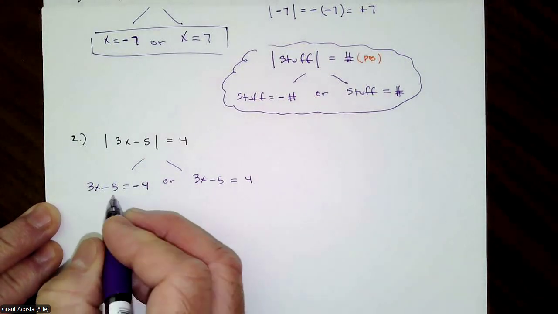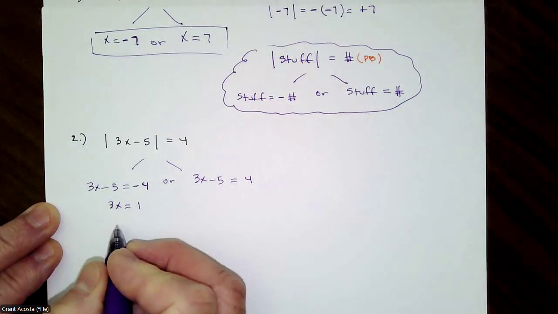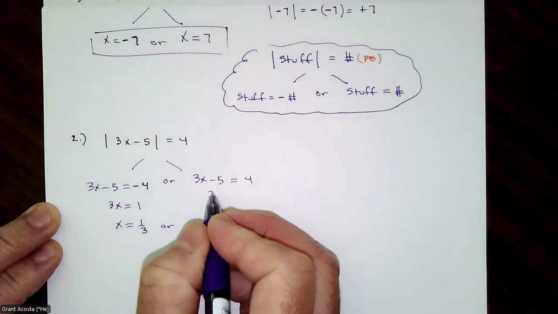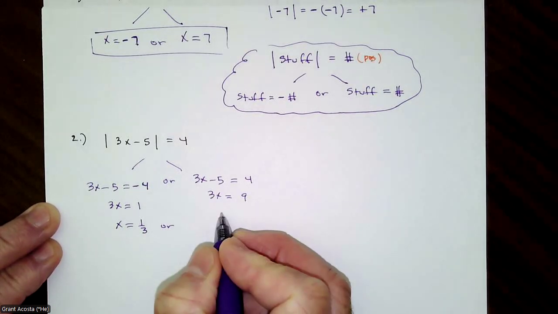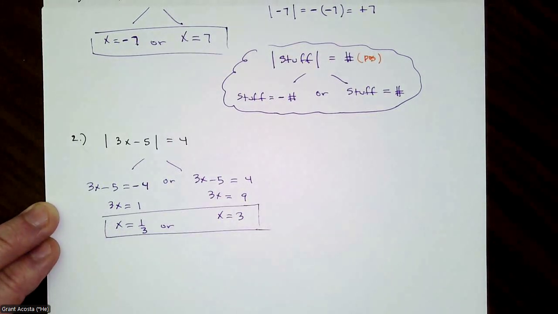And then I get two equations, and I'm going to solve them. So I'll add the 5 over here. 3x is equal to 1. X is equal to 1/3. Here I'll add the 5. I get 3x is equal to 9. Divide by 3. X is equal to 3. So those are the two numbers that would work.